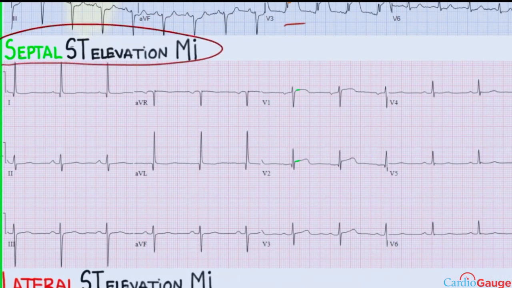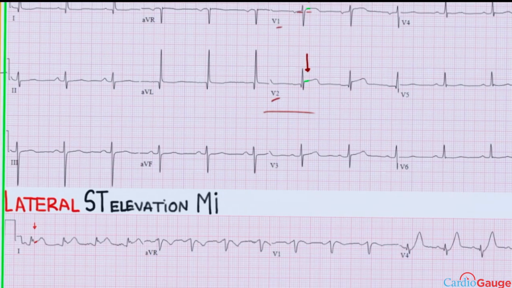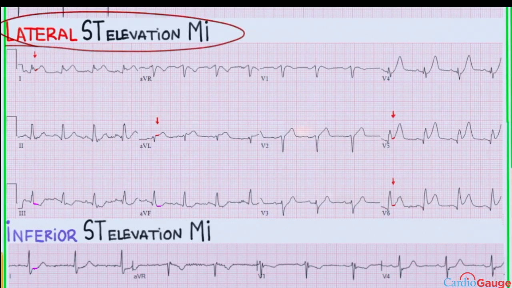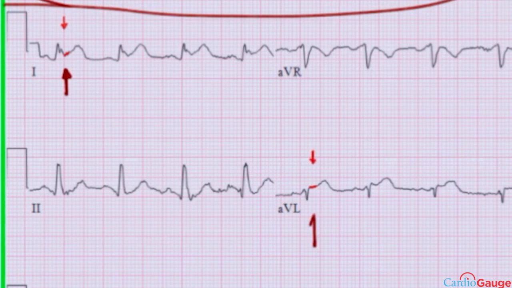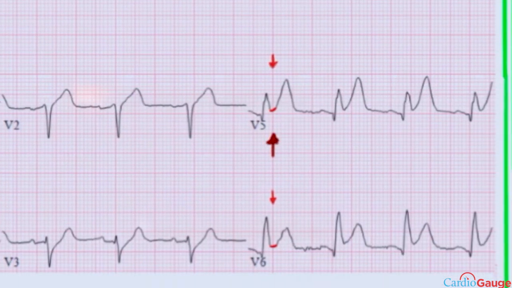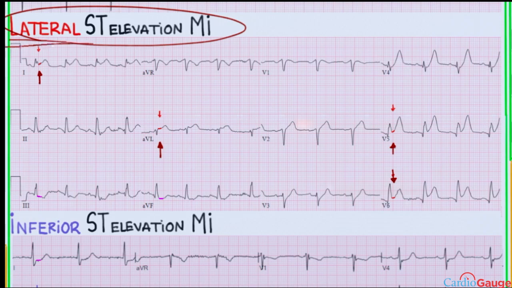This one's a septal ST elevation MI. It's less than a millimeter there. It's about 2 millimeters there. Close enough. This patient actually was having an ST elevation MI. Lateral ST elevation MI. There's about a millimeter here in 1, about 1.5 millimeters in AVL, a millimeter in V5, and maybe 1.5 millimeters in V6. Lateral ST elevation MI.